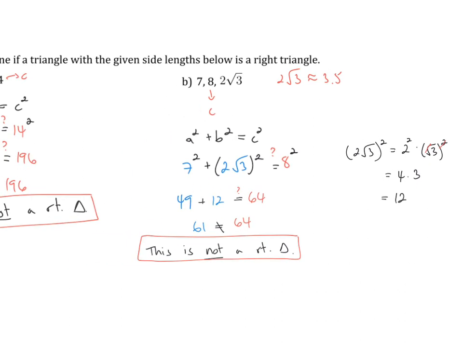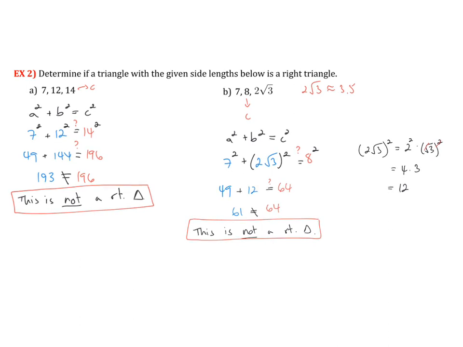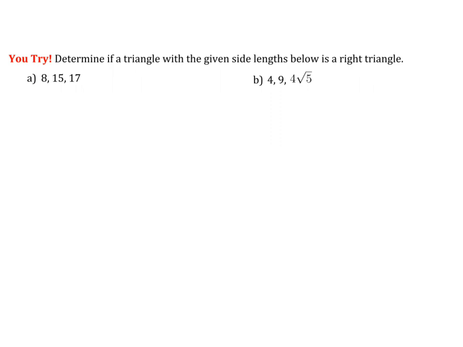All right, so just to reiterate one more time, what I've done here is I'm checking and verifying to see, do both sides of my Pythagorean theorem equation equal each other? And if they are not, then we don't have a right triangle. Alrighty, take a moment, pause the video here, and see if you can give this a try on your own.